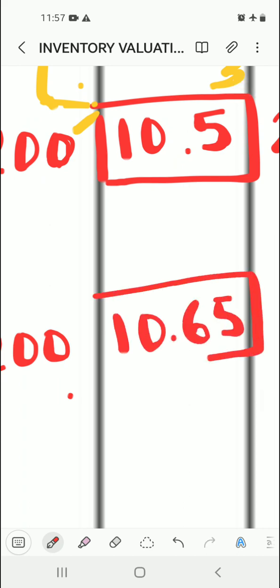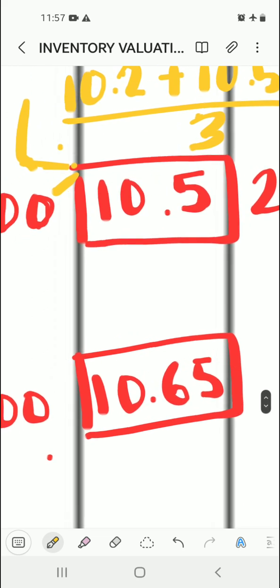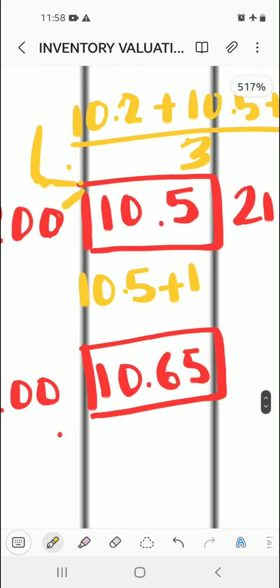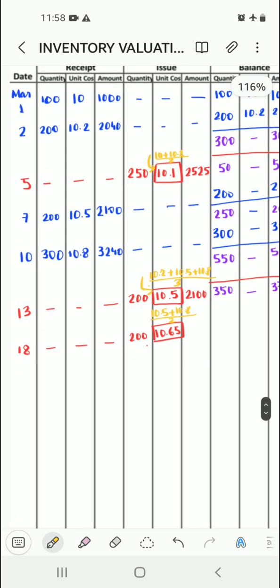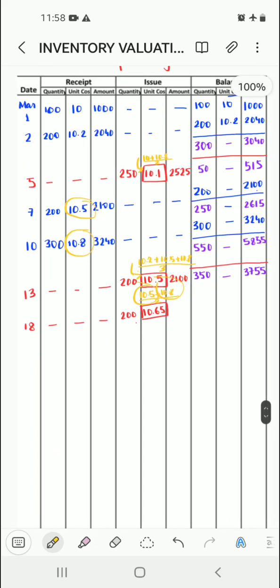10.65. How did we get this 10.65? This 10.65 is actually the average of 10.5 and the additional 10.8 divided by 2. Why so? Because this 10.5 that we have is of our previous lot, and this 10.8 is of our this previous lot. Because you can see till here we have already solved and these all lots are gone. Now what we are left with is the recent lot of 10.5 and 10.8.